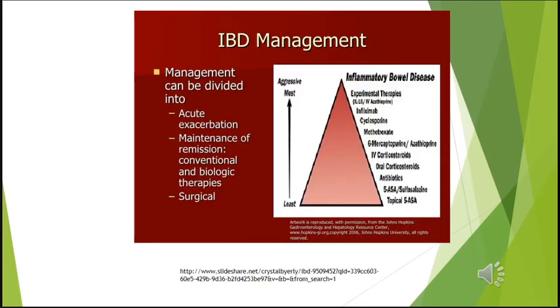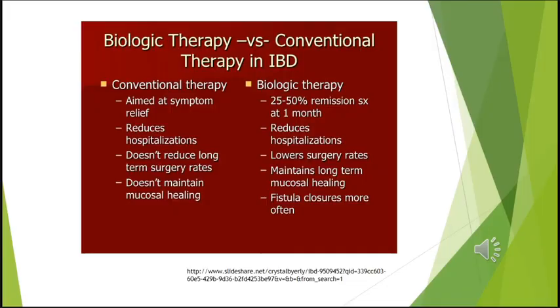How do we medically manage IBD? It can be divided into an acute exacerbation, a maintenance of remission, and/or a surgical solution for those parts of the intestine that are lost due to the inflammatory process. Some of the therapies used for inflammatory bowel disease were conventional therapies that included immunosuppressants and corticosteroids. They didn't have the best possible outcomes. They've moved towards biological therapies, which have given remission rates, reduced hospitalizations, lower surgery rates, and helped fistula closures more often. Some of the things that they found with these is that they just have better long-term results.